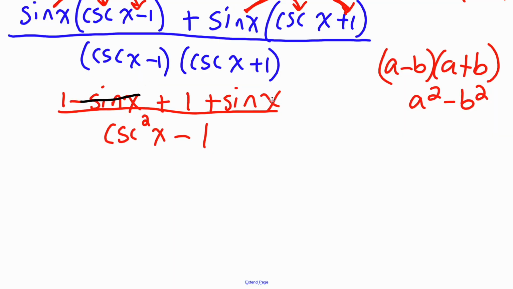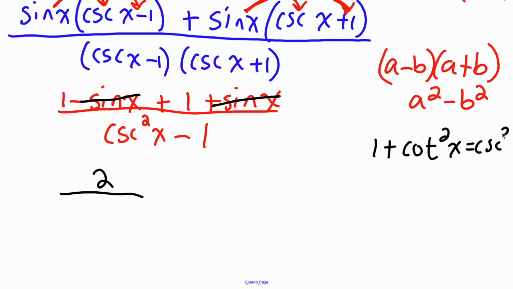Now, sine and negative sine cancel out. Add your like terms up top, we get 2. On the denominator, this is a Pythagorean identity. So 1 plus cotangent squared x is cosecant squared x. So if I subtract this 1 over, that means cosecant squared x minus 1 is just cotangent squared x.